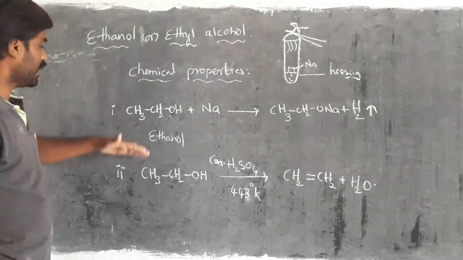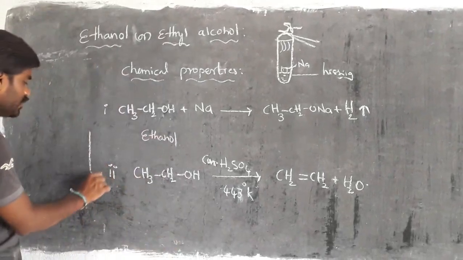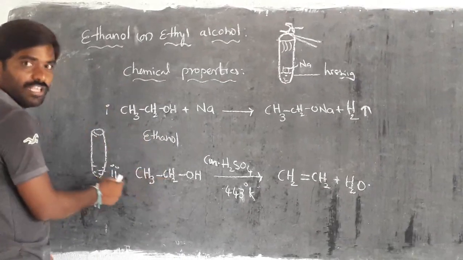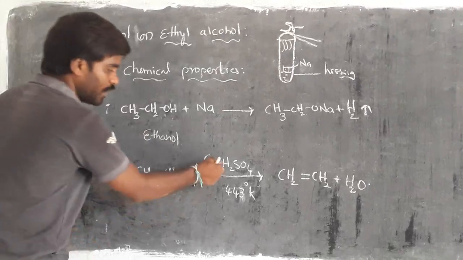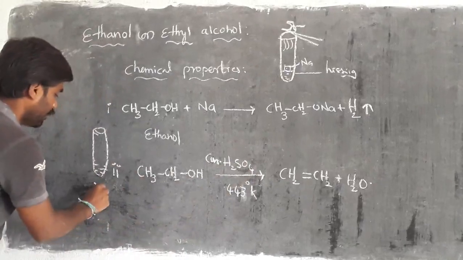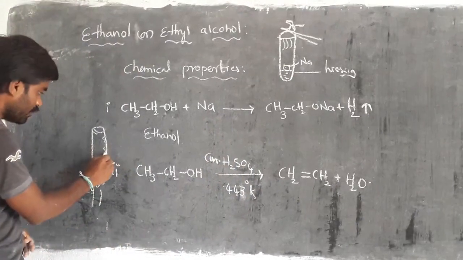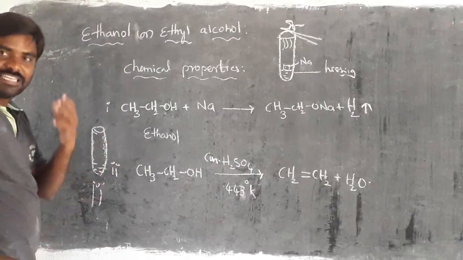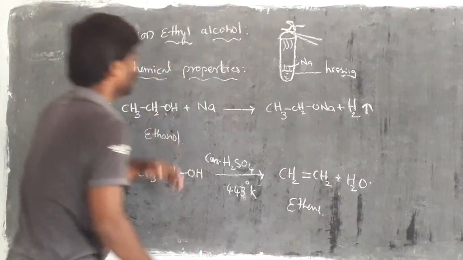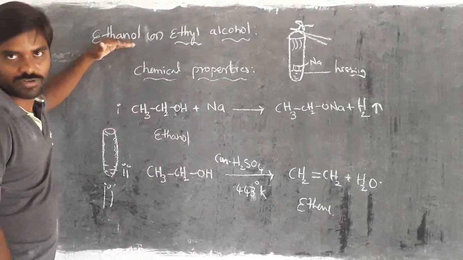In the second condition, if you take ethanol in one more test tube, fill it with about 1 ml of ethanol, add 2 to 3 drops of concentrated sulfuric acid, and heat it up to 443 kelvin, it forms water drops on the walls of the test tube, and the ultimate compound is ethene. So these two reactions are the chemical properties of ethanol, right? Understand?